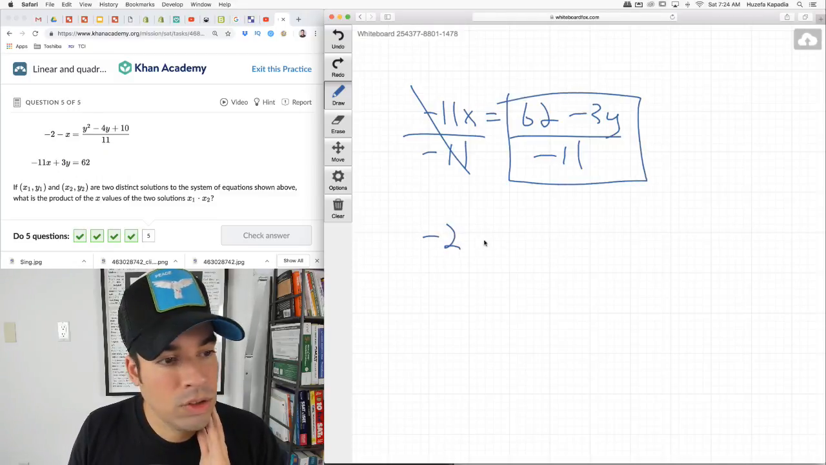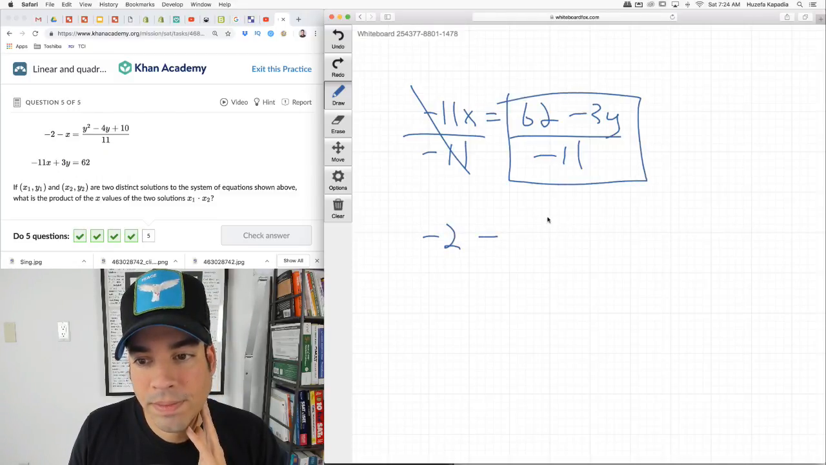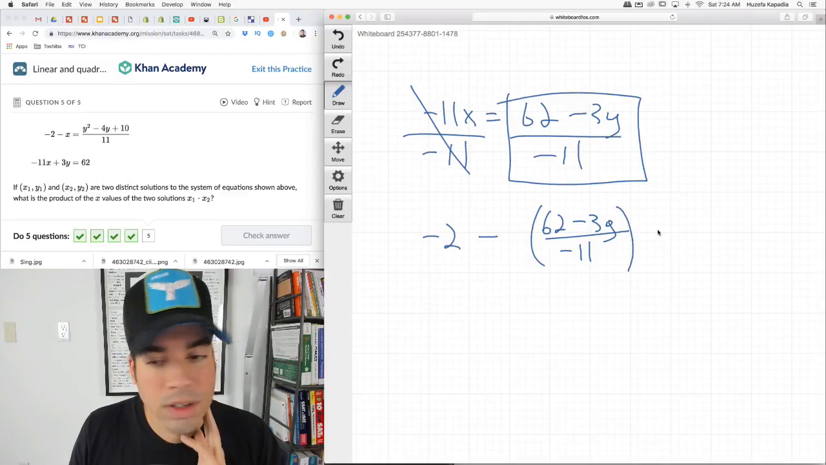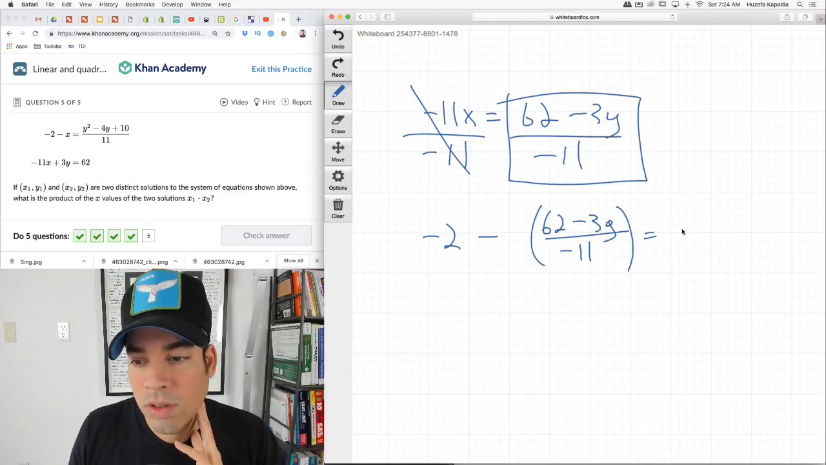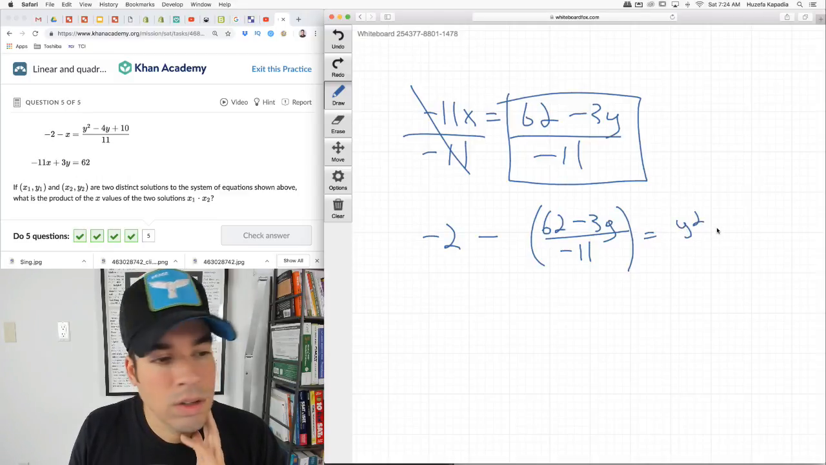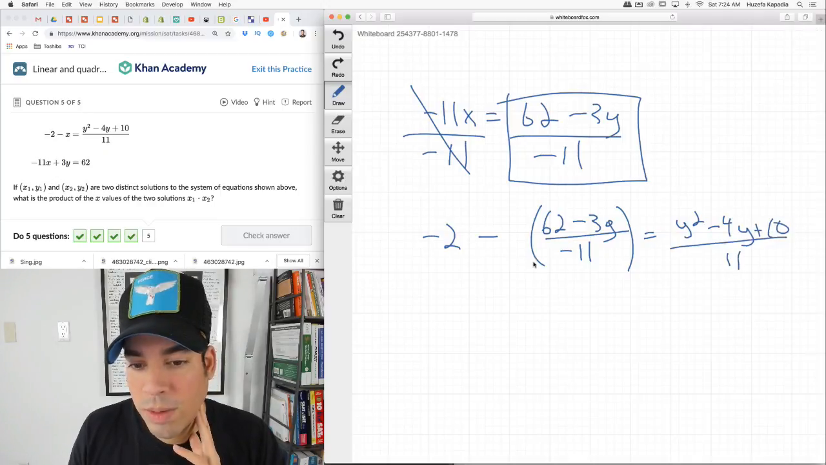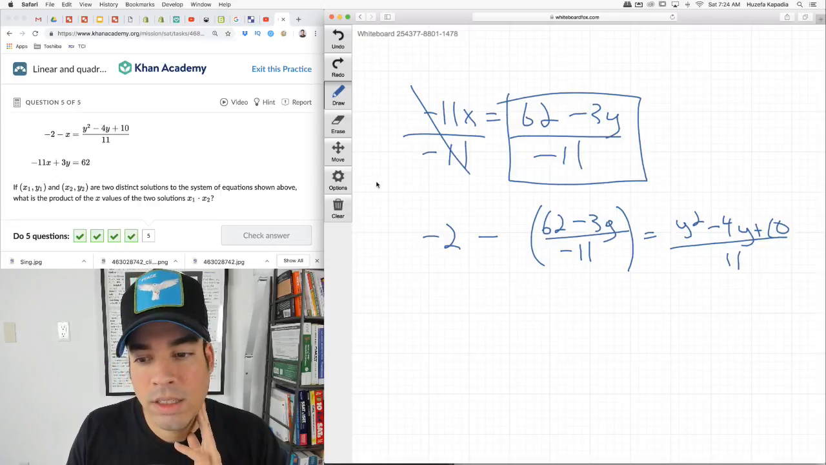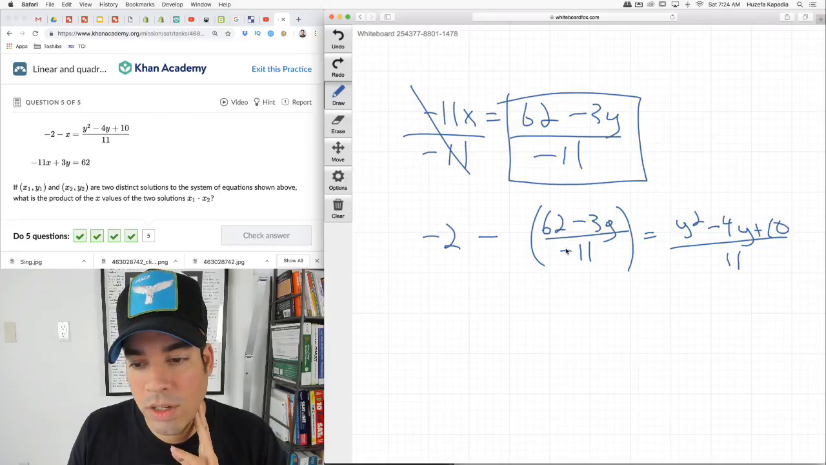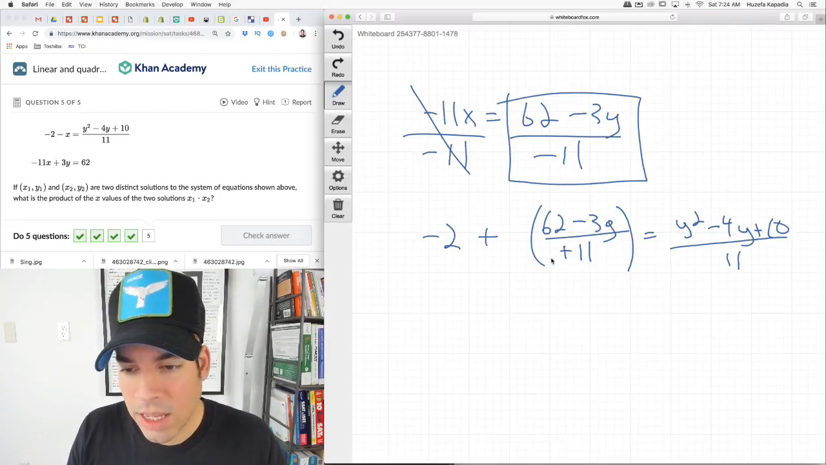Therefore, we have negative 2 minus (62 minus 3y) over negative 11 equals (y squared minus 4y plus 10) over 11. Multiply both sides by 11. See how nice this is? Actually, let's get this in here, because this can go in here and cancel out with this guy, right? That minus just hits that, so now it's a nice plus.